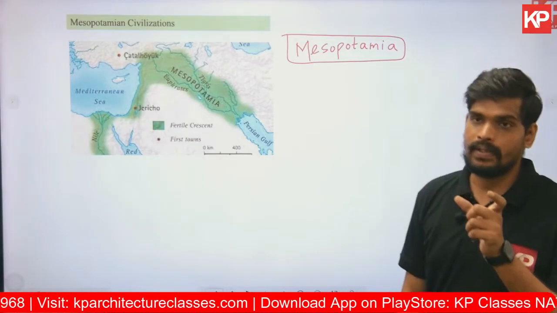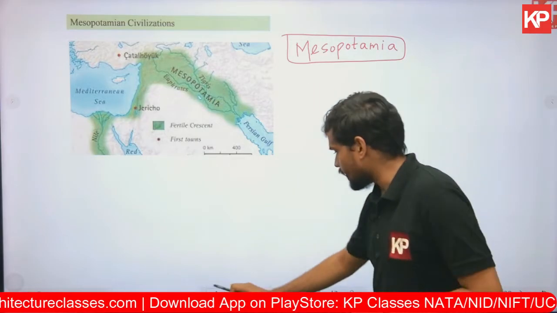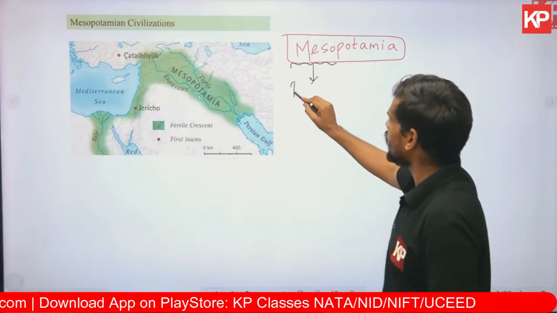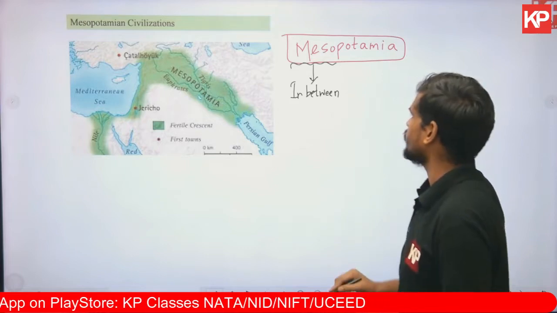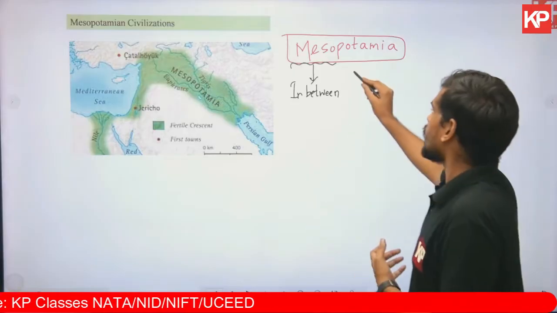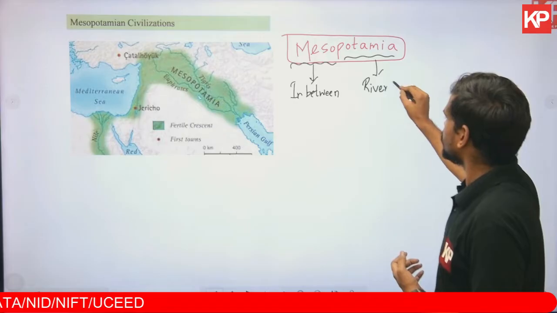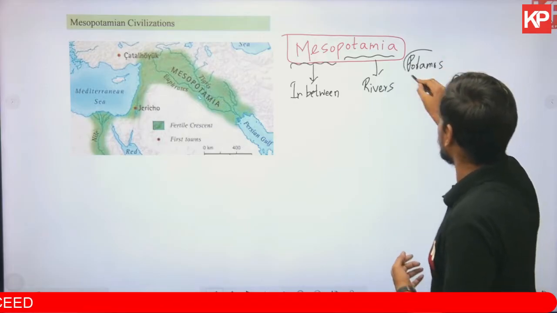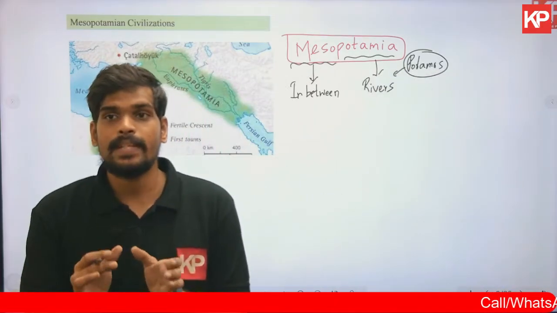So Meso is in between. I already told you Mesolithic age is Middle Stone Age. So even in Mesopotamia, the first part of the word, Meso, stands for in between or middle. It's a Greek word for in between. And Potamia comes from Potamos. Potamos is again a Greek word for river or rivers. Potamos is river. So based on that, Potamia is that word which means basically rivers.